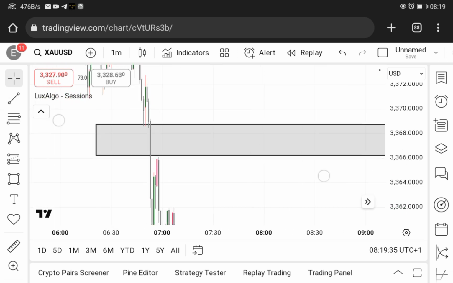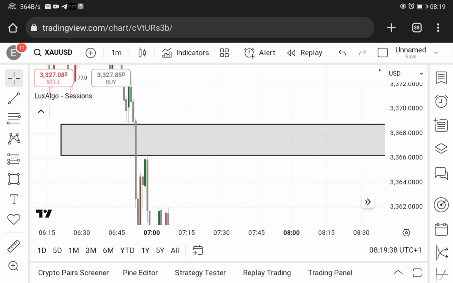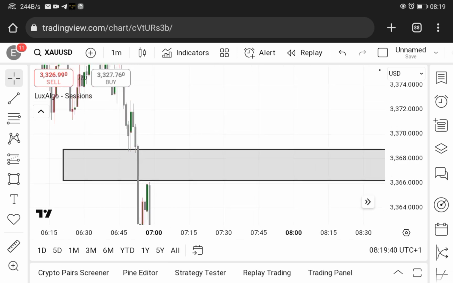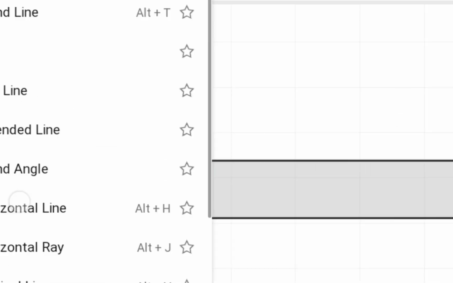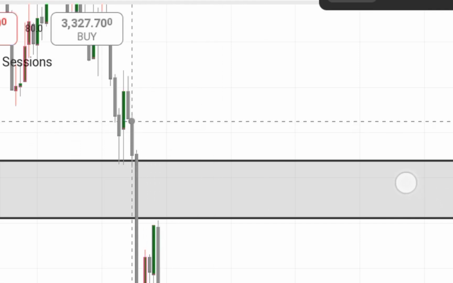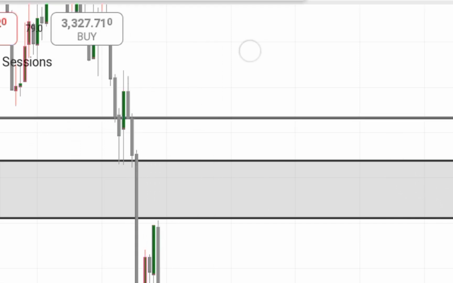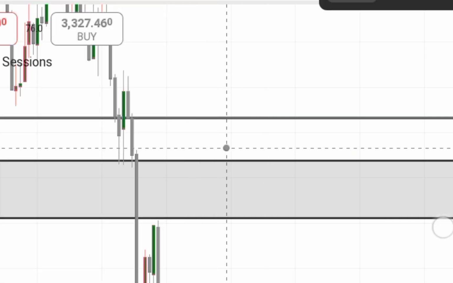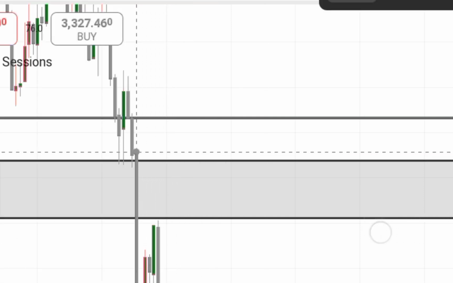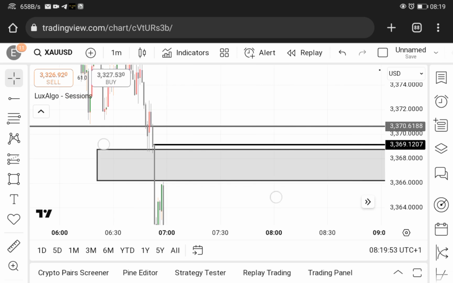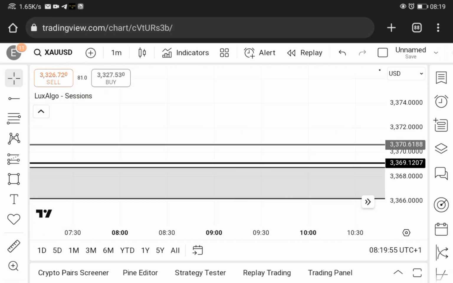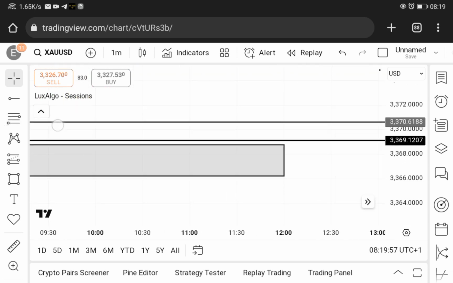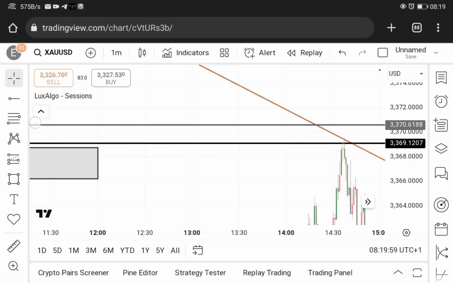So that is it. We have another imbalance right here at the extreme. We have here, and we have here. We have imbalance at the extreme right there. So let's go to the future and check if we had opportunity on that imbalance.